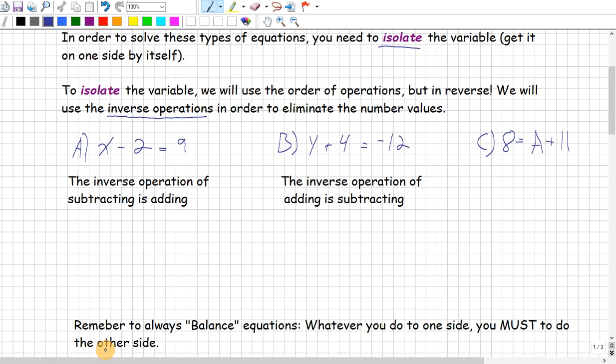At the bottom here, I have: remember to always balance equations. You'll see this as you go on in science, in chemistry. Whatever you do to one side, you must do to the other side. So whatever I do to this side, I have to do to the other side as well.